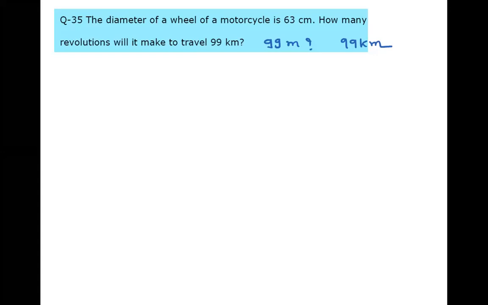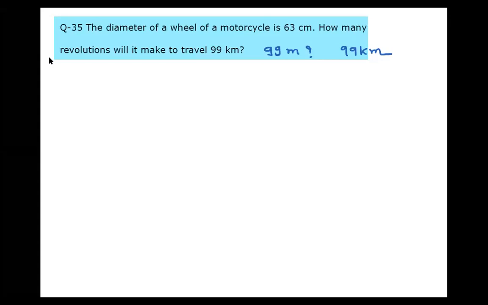So you all know one revolution means one circumference of the circle. So first of all we can find the circumference, then we decide how many revolutions she needs to travel this total distance. So let me find.